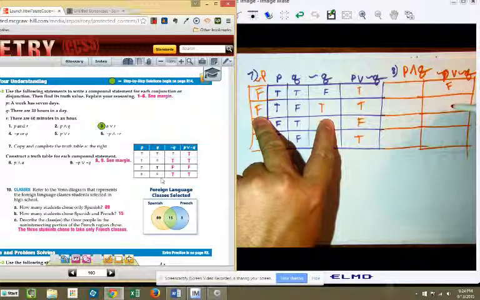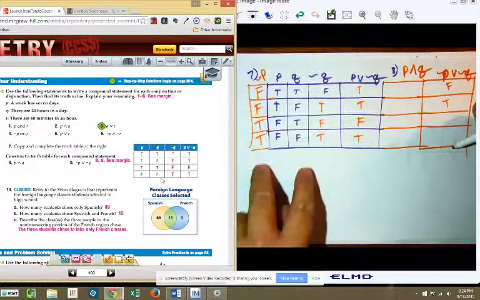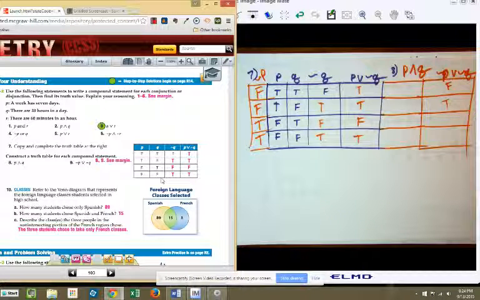Here it's going to be false and true. So that's good enough to be true because it's an or. Or means either one. True or false, that means true. True and true, that of course means true.